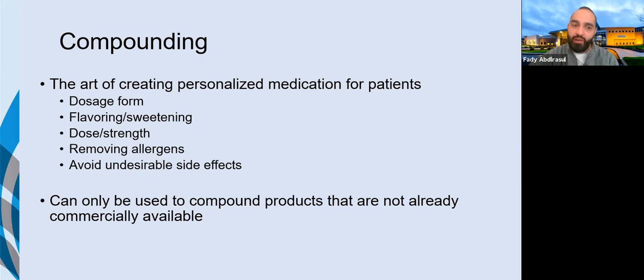The only thing with compounding is it can only be used to compound products that are not already commercially available. So for example, if a patient is picking up a prescription that costs them $100 and they can afford it, technically they cannot go to a compounding pharmacy to have that compounding pharmacist make the same medication in that dosage form because it's already commercially available. So they could tweak the dosage form or the dose slightly, and that would be okay, but they can't make the same exact thing and charge them less, unfortunately. So any questions on compounding or pharmacogenomics?